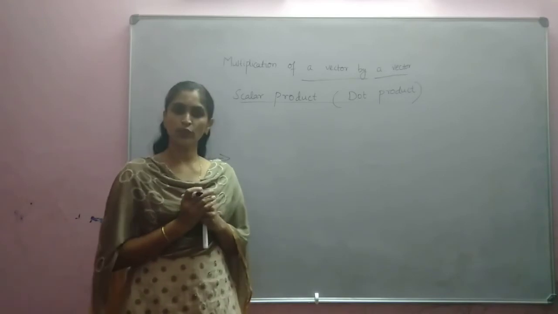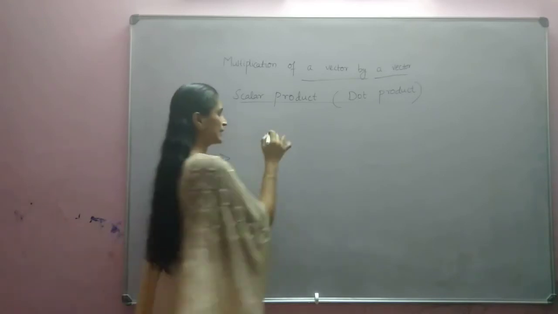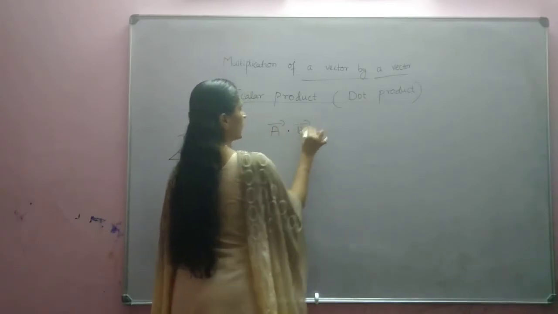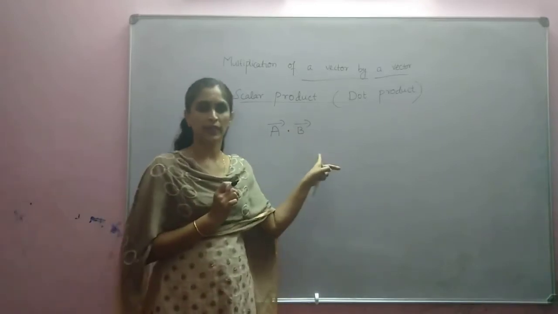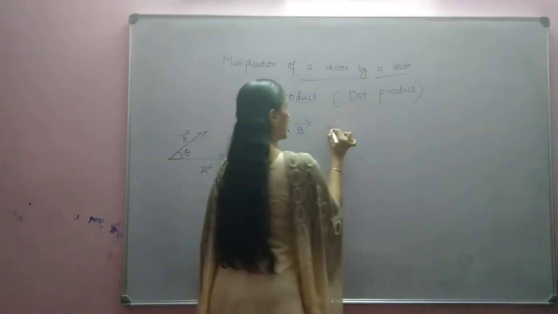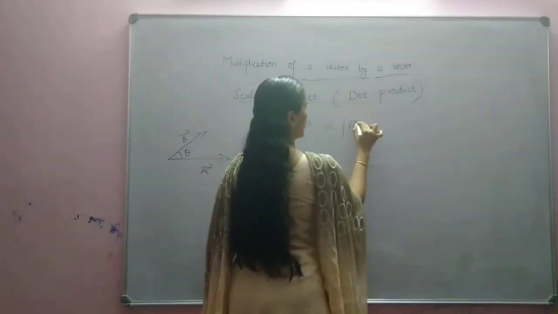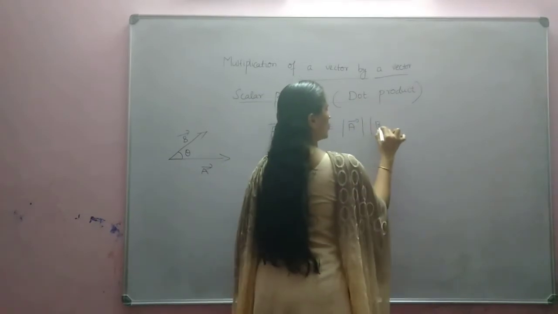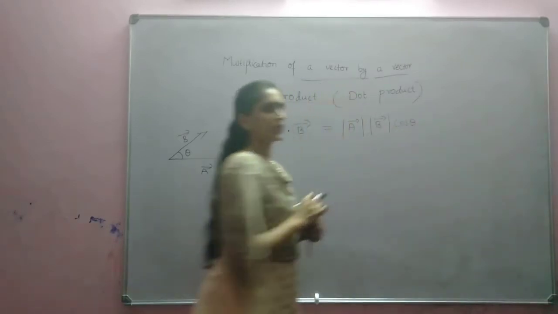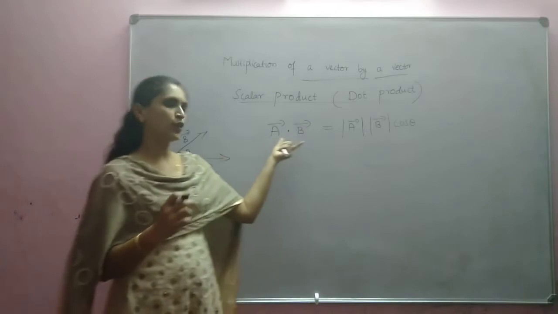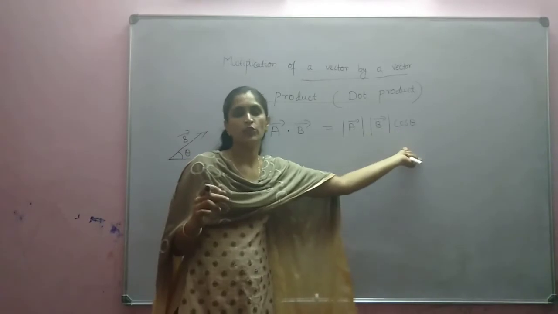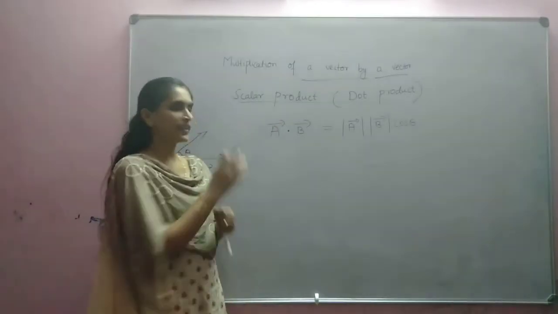The scalar product or dot product of the vectors is written like this and read as A dot B. It is defined as modulus of A into modulus of B into cos theta. So A dot B is equal to modulus of A into modulus of B into cos theta.